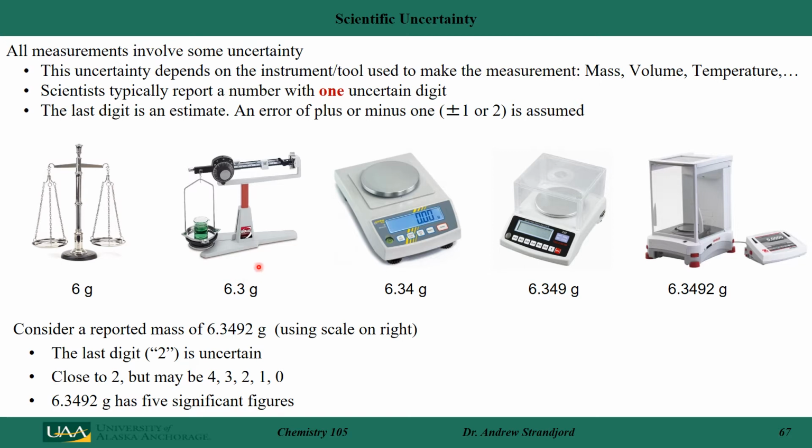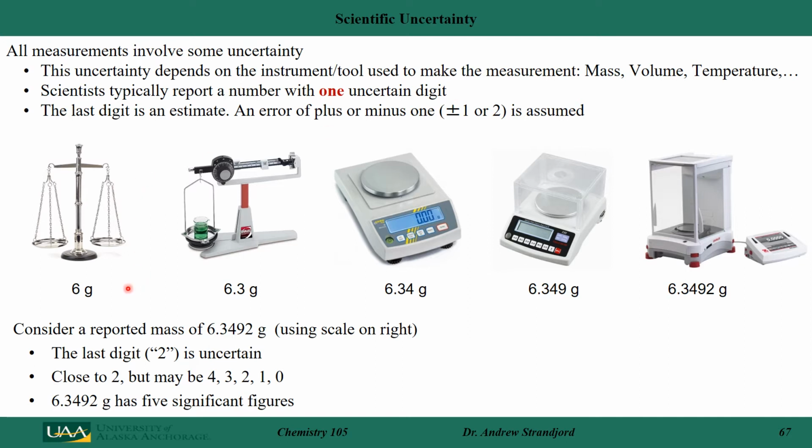If I spend a little bit more money, I can buy a better balance and measure to 1 decimal point to the right of the decimal, and I get 6.3 grams. A little bit more money, 6.34. Spend a lot more money, I can measure to 3 digits to the right of the decimal point, 6.349 grams. And if I spend a lot more money, I can get 4 digits to the right of the decimal point. So scientists typically report their numbers with 1 uncertain digit.